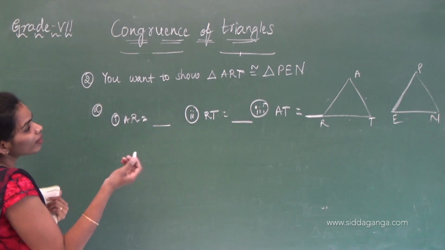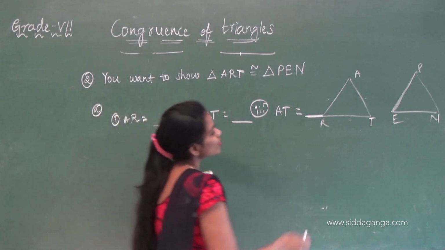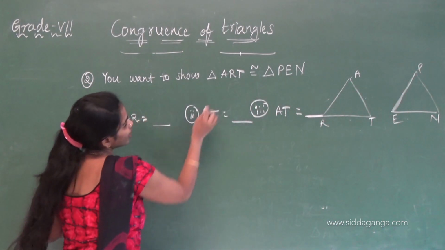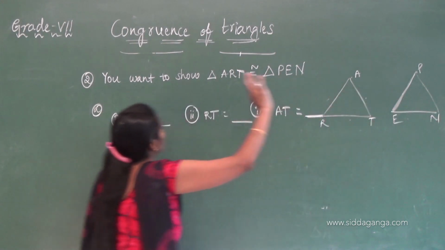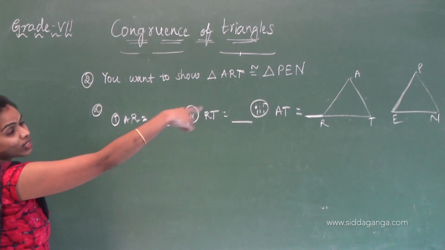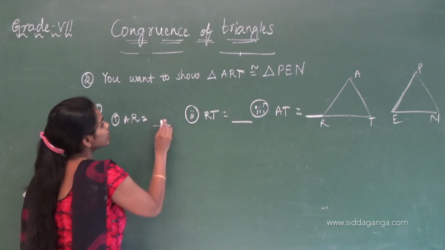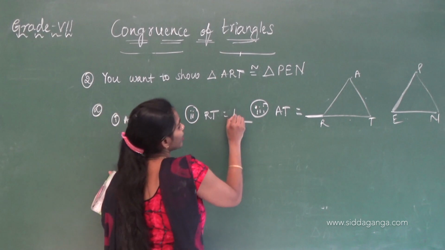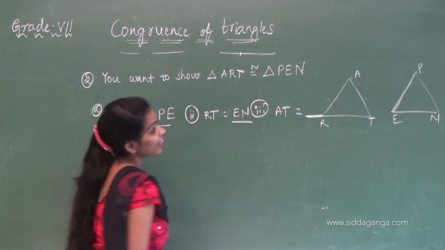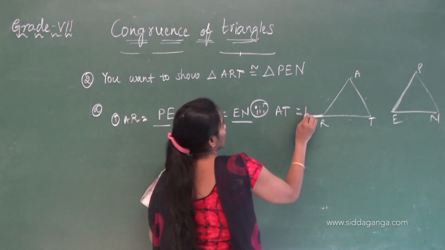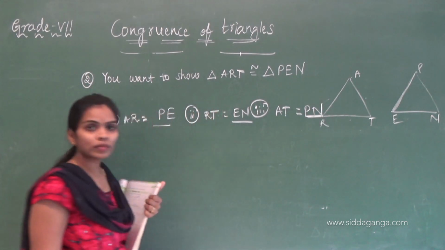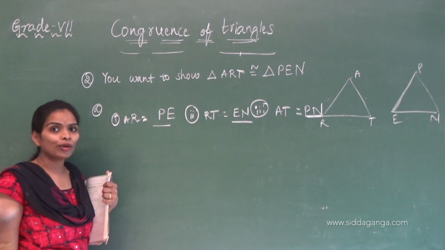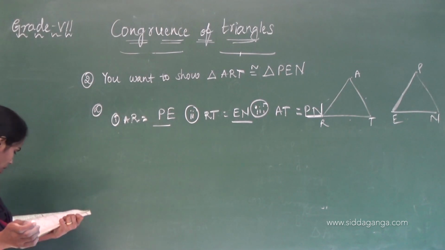Okay, here what are they giving? Positions are in the same position. AR is equaling to PE, the left side. AR equals to PE, RT equals to EN, AT equals to PN. Okay, by using SSS criteria, you can tell this one.